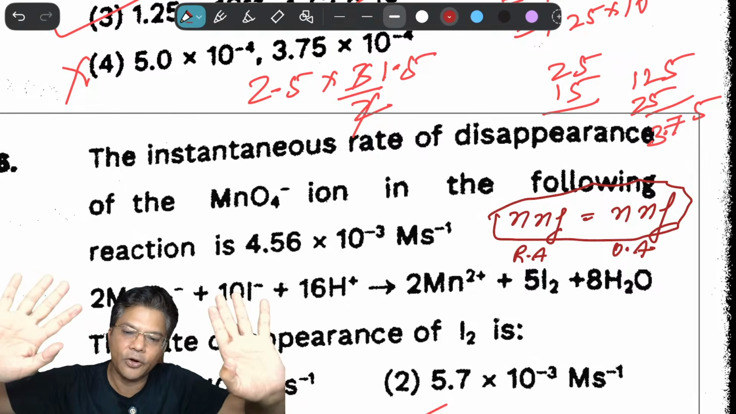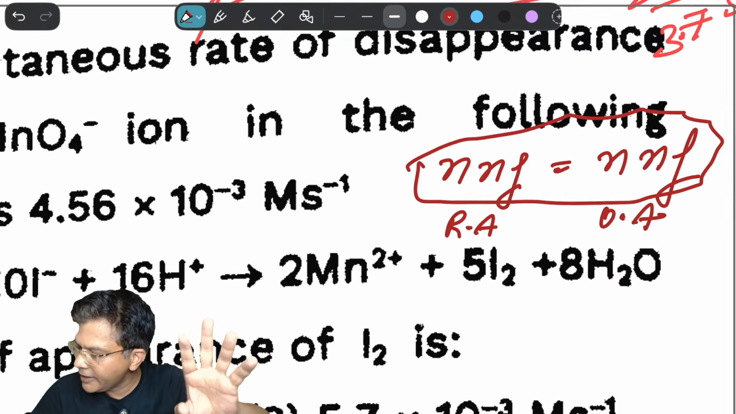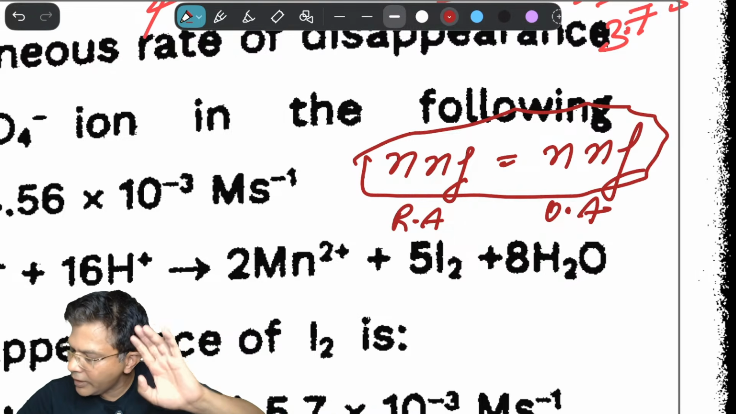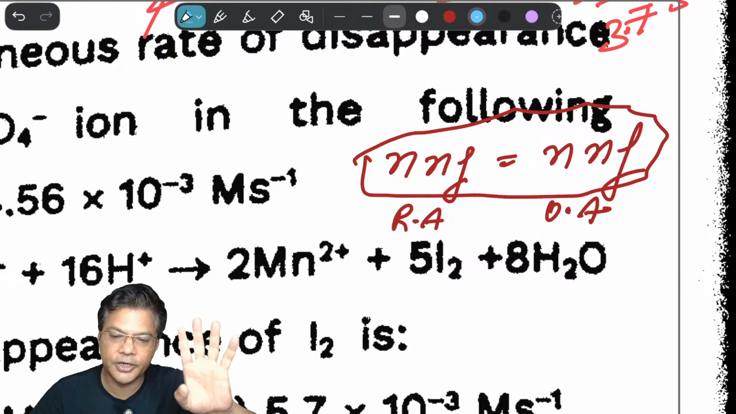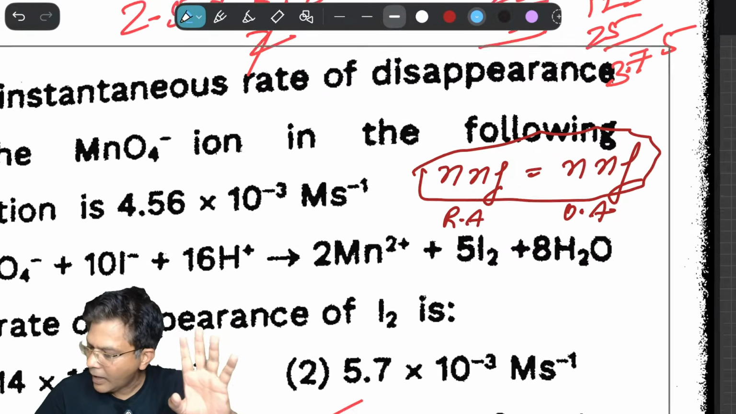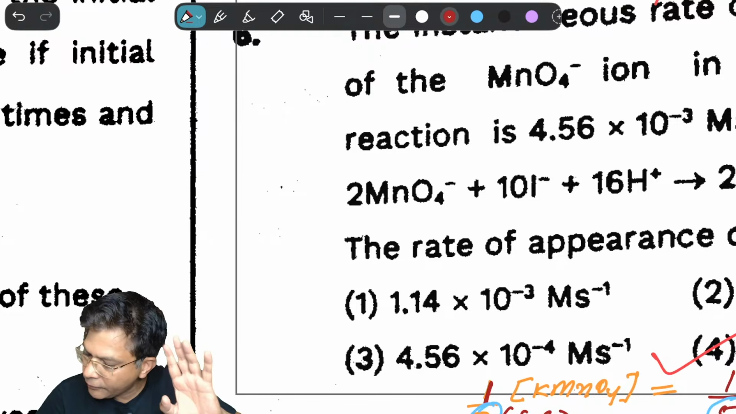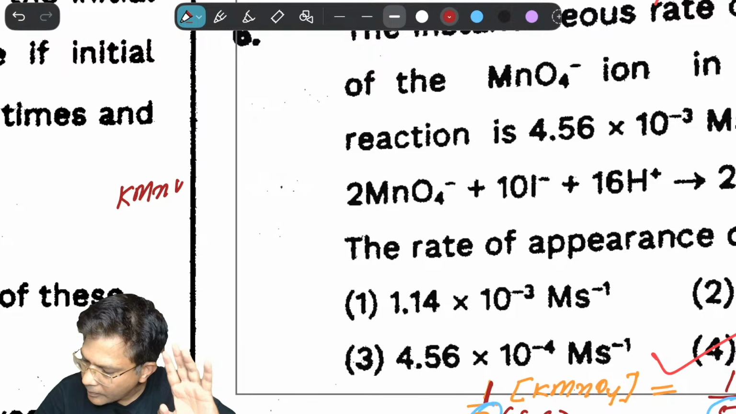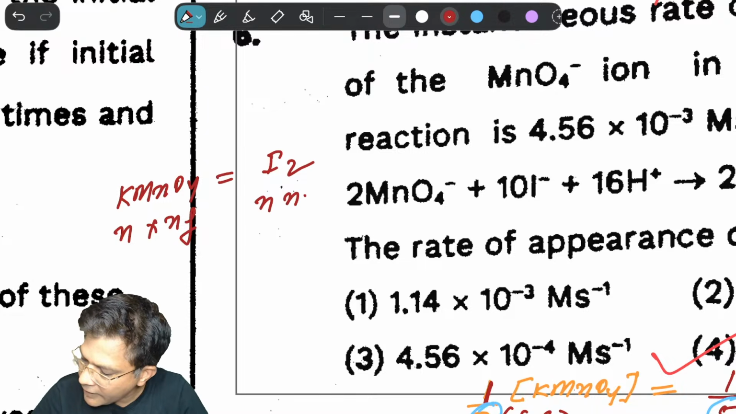Then you will be happy or not? Tell me. If the same law of chemical equivalence, moles into n factor, or here concentration into n factor, if I apply over here, just see everyone. I will say KMnO4's concentration into n factor is equal to I2 concentration into n factor.